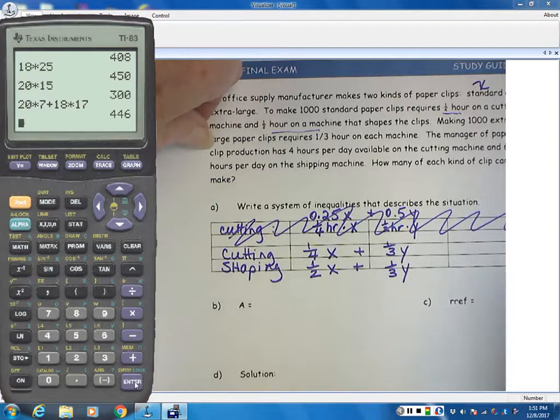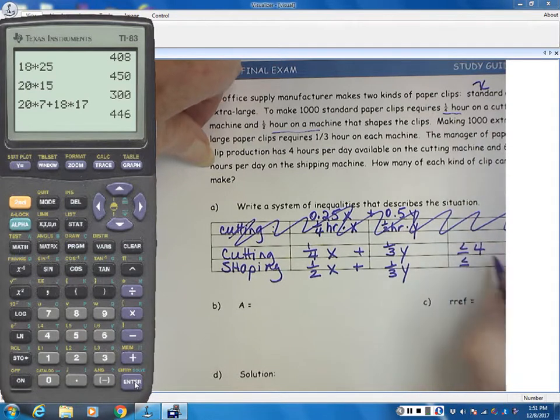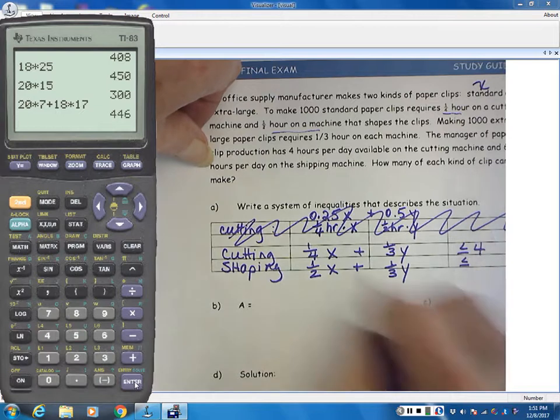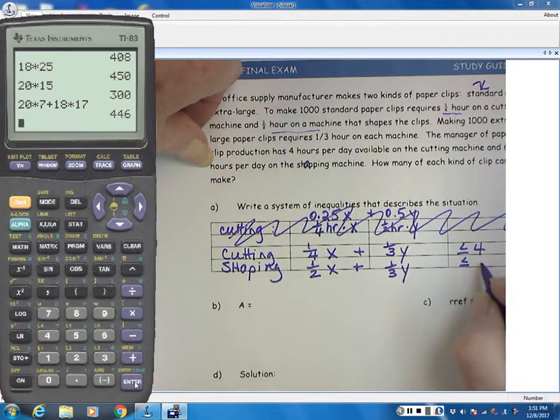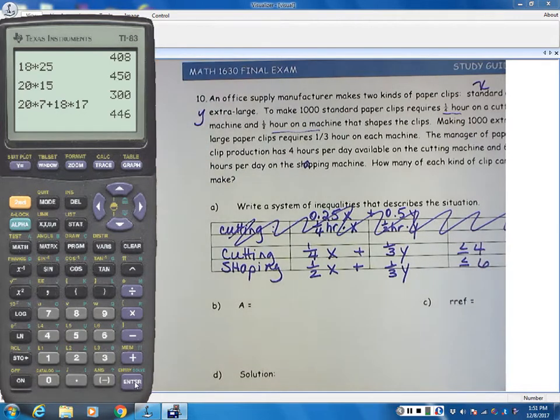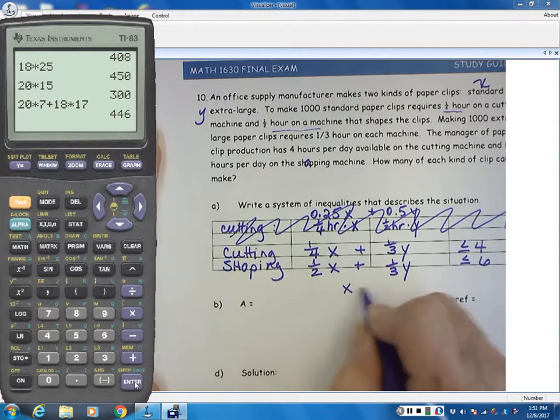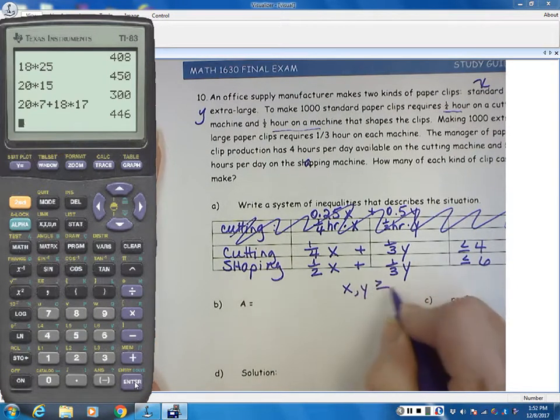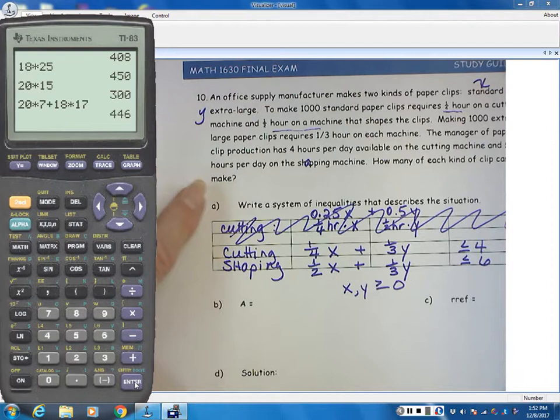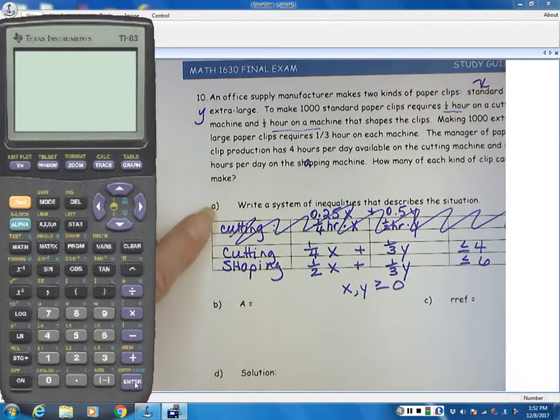He has 4 hours a day available on the cutting machine and 6 hours a day available on the shaping. It says shipping, but that's supposed to say shaping. So there's your system of equations. And of course, X greater than 0 and Y greater than 0 has to be part of that because you can't make negatives. So there's your system of inequalities.